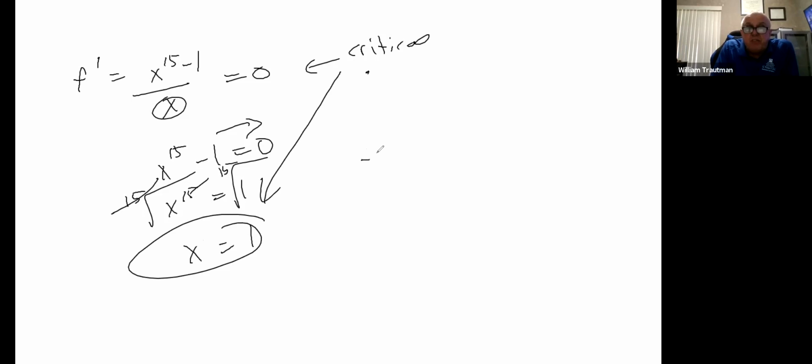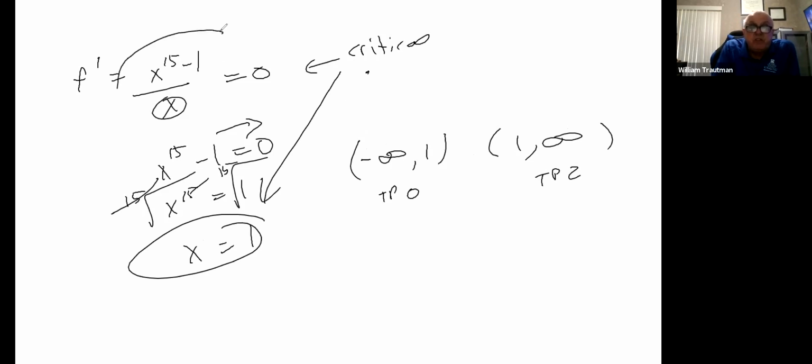So we have from negative infinity to 1, and then we have from 1 to infinity. These are intervals. Pick a test point. Here, I'm going to pick a test point of 0. I always like 0 if I can get it. Pick a test point of 2 here. And I plug this into the first derivative.